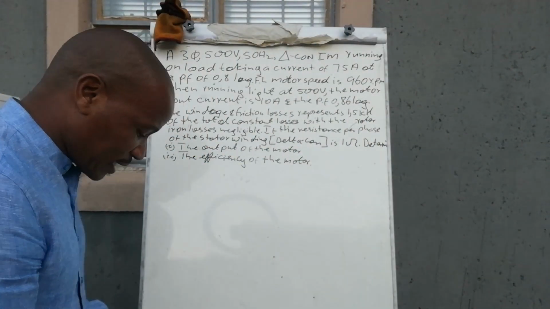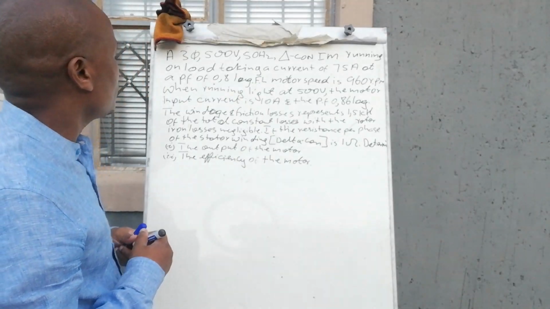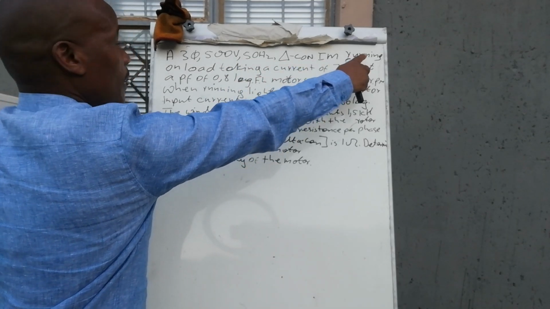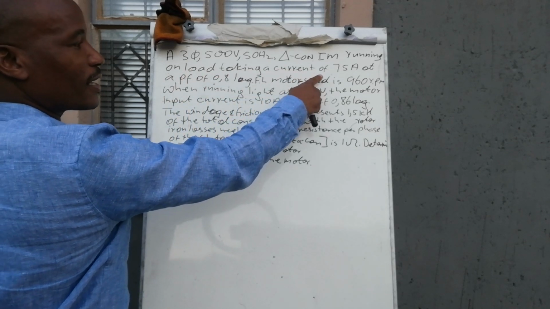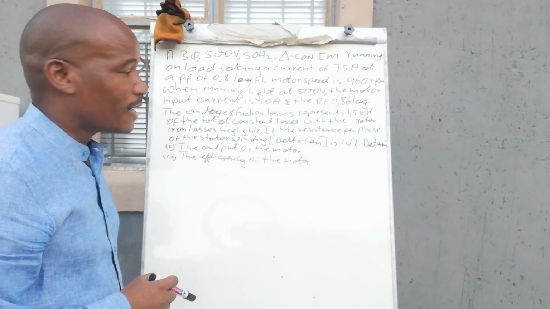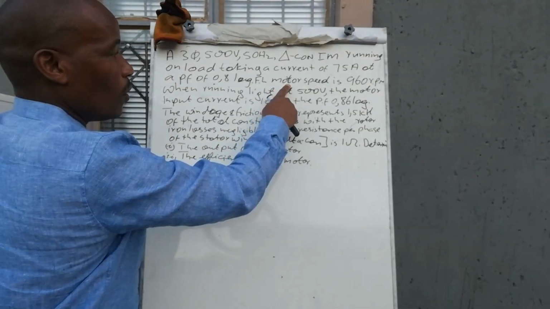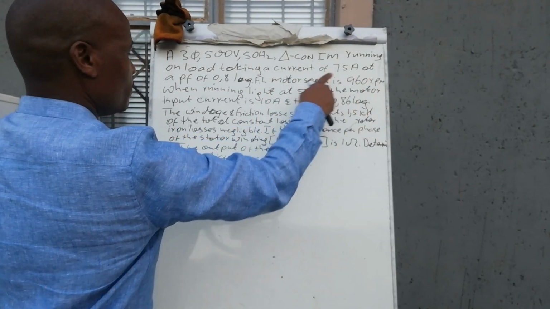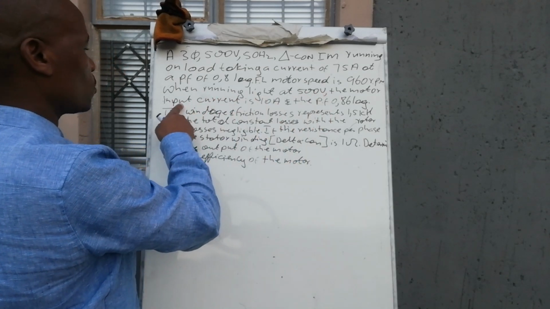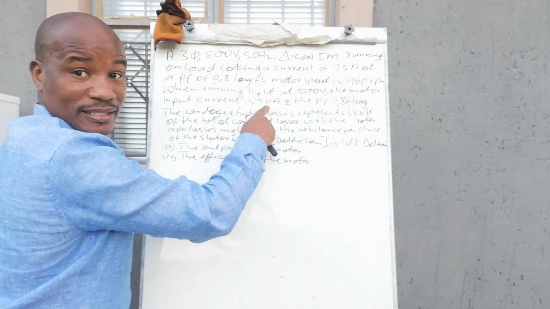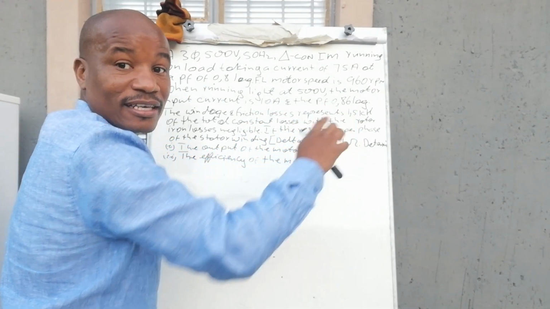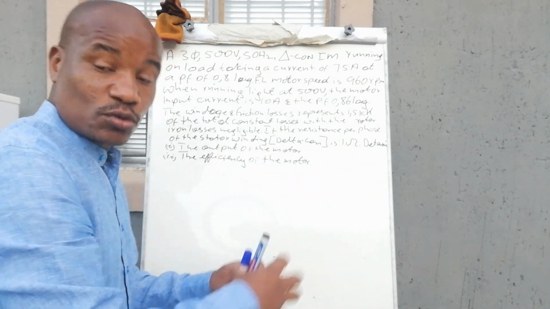Now let's start. It says a 3-phase 500 volts 50 hertz delta connected induction motor running on load, taking a current of 75 amps at a power factor of 0.8 lagging, and a full load motor speed is 960 revs per minute. When running light at 500 volts, the motor input current is 10 amps, and the power factor 0.86 lagging. Remember, it runs light. It means nothing is connected to the motor. There is no load.